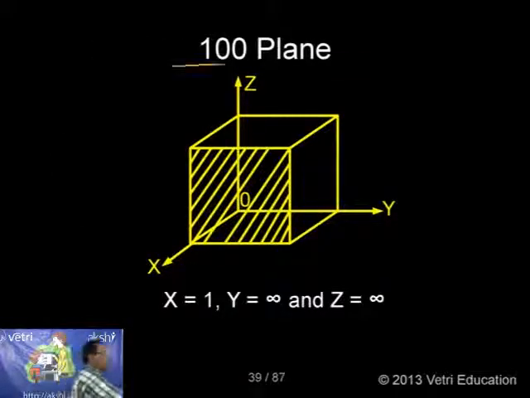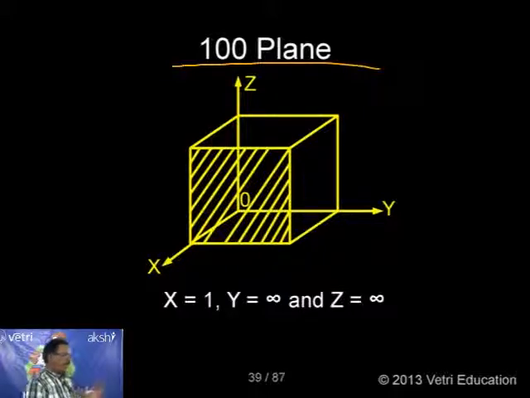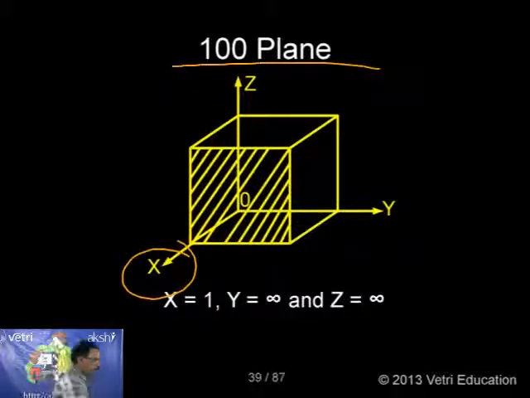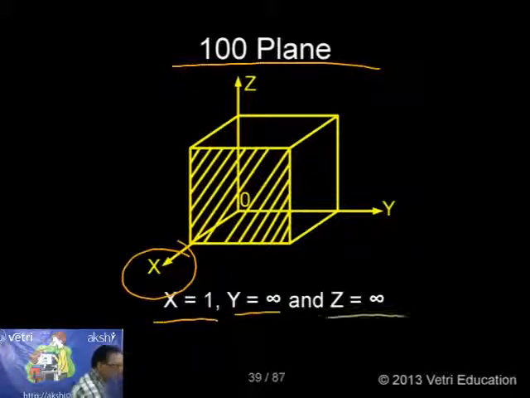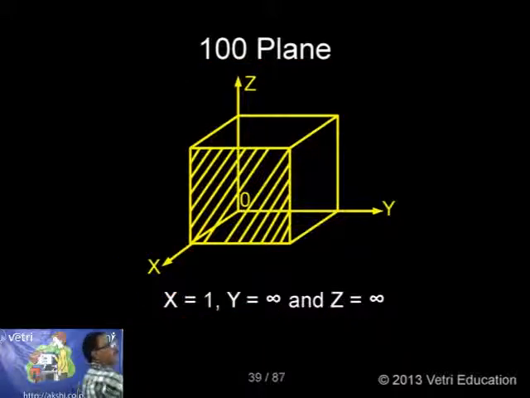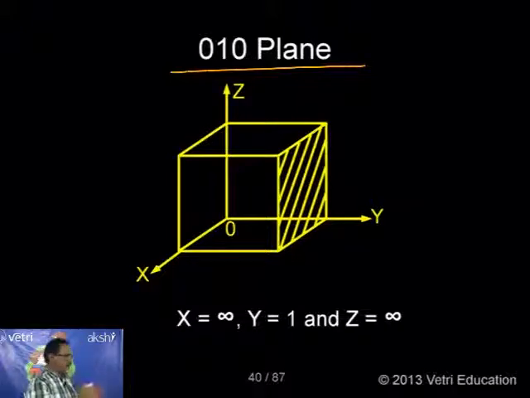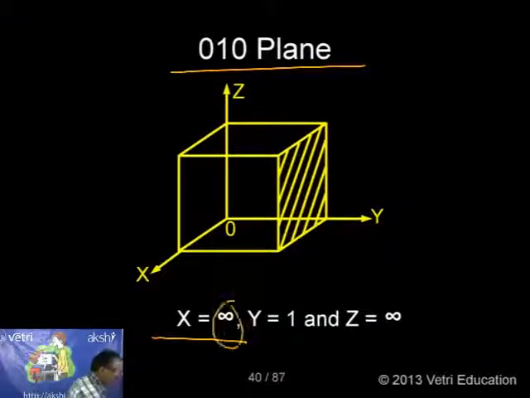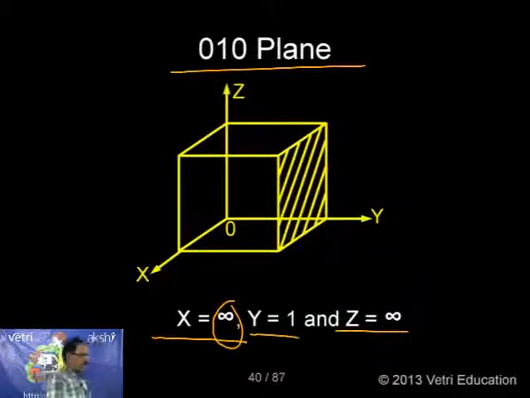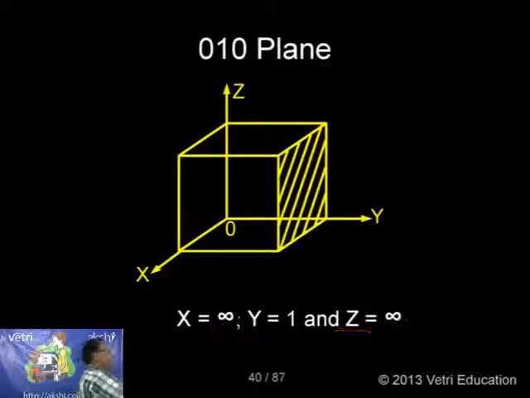What you are seeing now is the 100 plane. That means it is cutting only the OX axis. The OY and OZ axes are at infinity. So X equal to 1, Y equal to infinity, Z equal to infinity. This plane we call the 100 plane. In the same way, what you are seeing now is the 010 plane. Here, along the X axis, it is infinity, not cutting. Only the Y axis is cut, at unity, and the Z axis is infinity. So this plane we call the 010 plane.